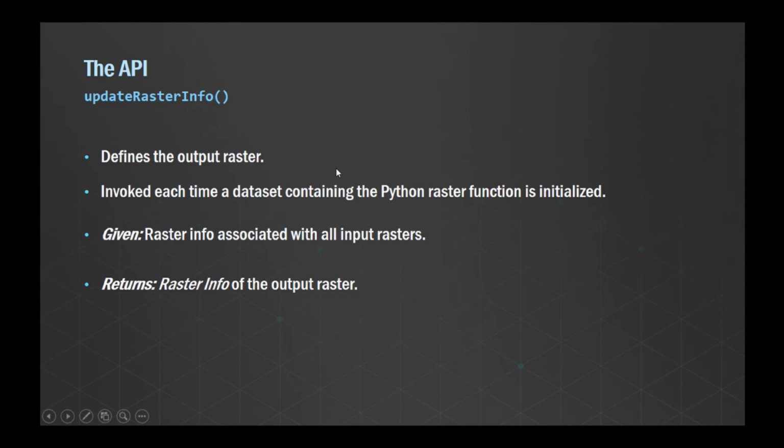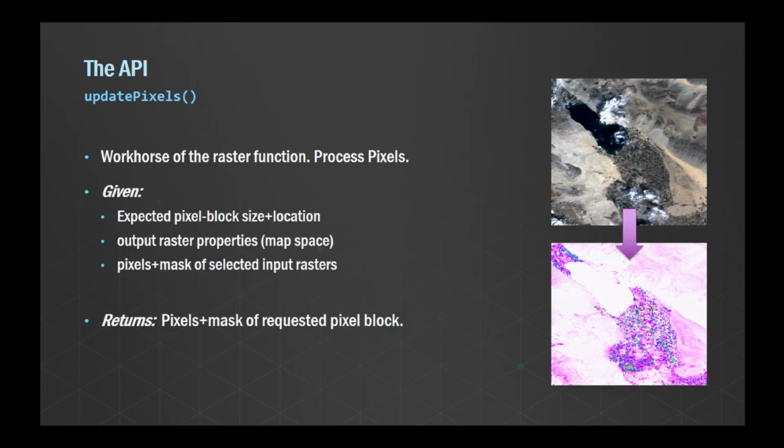The update raster info. So this is what stores all the output info. So you're constructing an empty container at this point. You want to define what the container looks like, what the output raster looks like. So that's all done in the update raster info method. And then the update pixels. Again, this is the workhorse of the Python raster function. This is where you're putting all your image processing algorithms. You're passing in an input pixel block, you're doing something, and then you're outputting a pixel block. So this is where most of your code is going to go. This is where you're really going to do most of your coding.